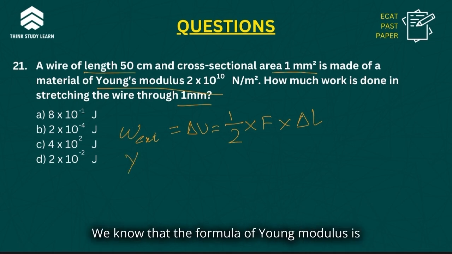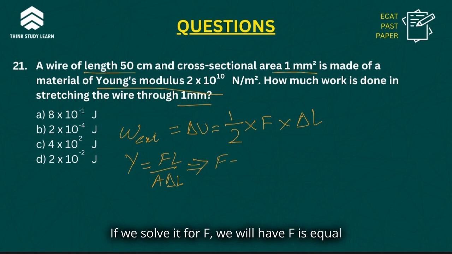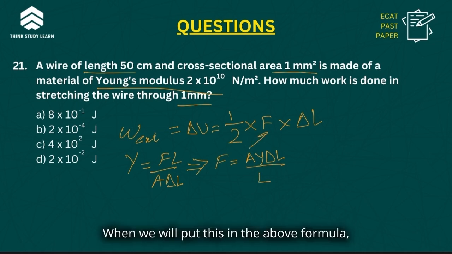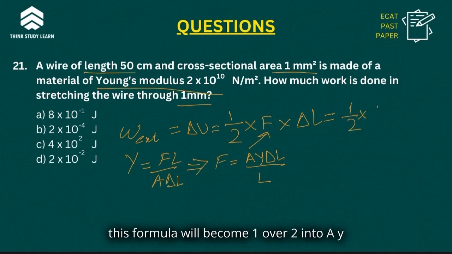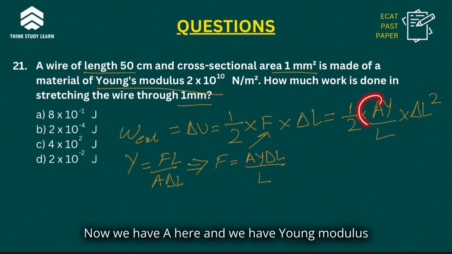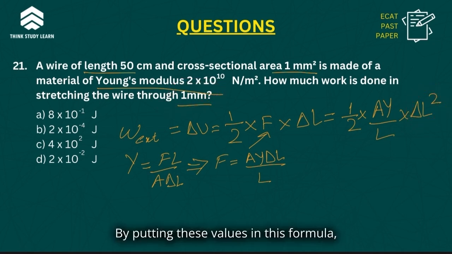We know that the formula of Young's modulus is Y is equal to FL over A del L. If we solve it for F, we will have F is equal to AY del L over L. When we put this in the above formula, this formula will become 1 over 2 into AY over L into del L square. Now we have A here and we have Young's modulus, which is this, and then we have the original length, which is this, and at last we have the change in length, which is this. By putting these values in this formula, we can get our answer.